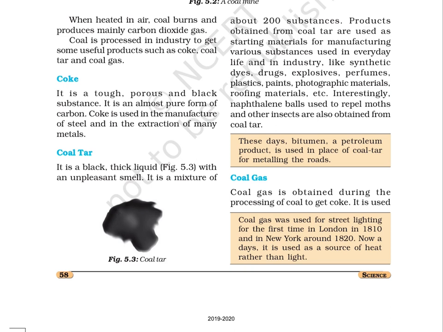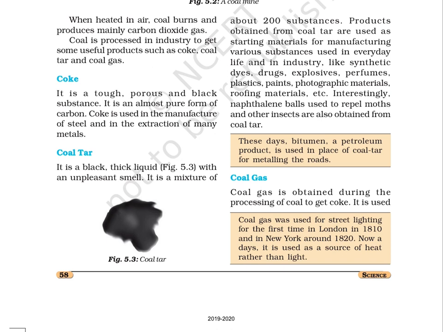Products obtained from coal tar are used as starting materials for manufacturing various substances used in everyday life and in industry, like synthetic dyes, drugs, explosives, perfumes, plastics, paints, photographic materials, roofing materials, etc. Interestingly, naphthalene balls used to repel moths and other insects are also obtained from coal tar. These days, bitumen, a petroleum product, is used in place of coal tar for metaling the roads.